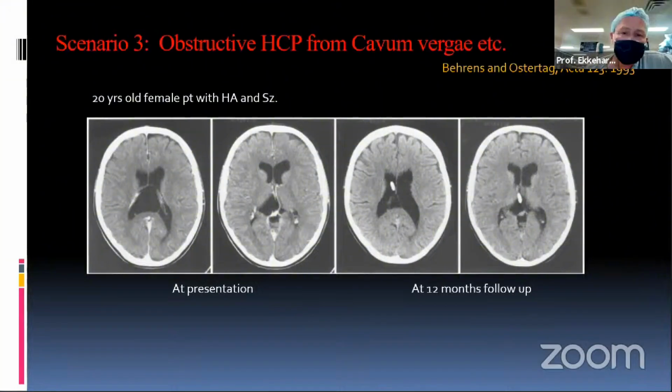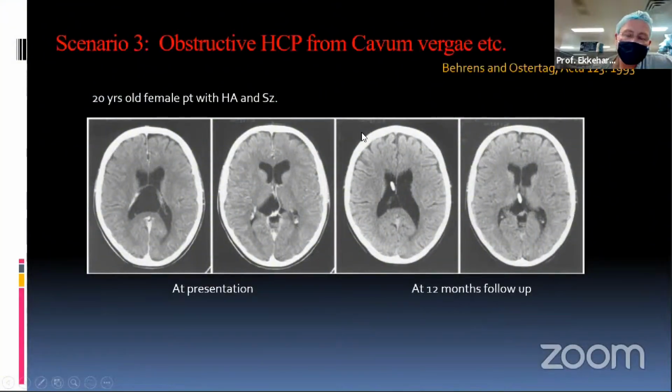Last scenario, obstructive hydrocephalus from cavum vergae or septum pellucidum cysts. So this is a beautiful paper by my old group in Freiburg. Christoph Ostertag actually collected 26 midline congenital lesions and wrote them up in this paper in Acta. This is the typical example I want to show you, a cavum vergae that is a developmental abnormality with ventricular dilatation by obstructing the foramen of Monro bilaterally.